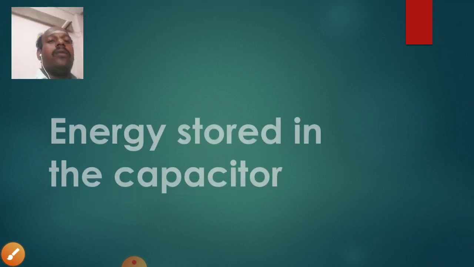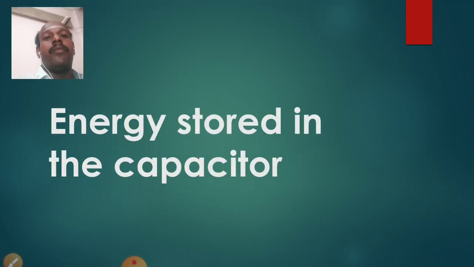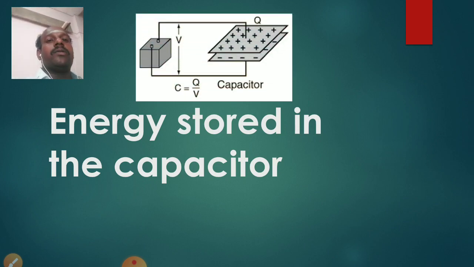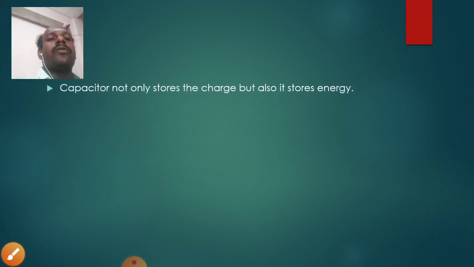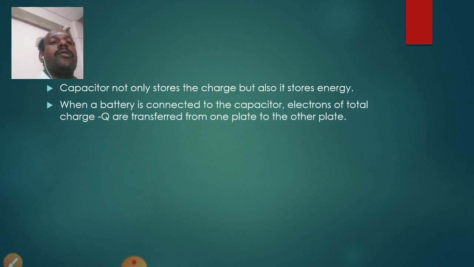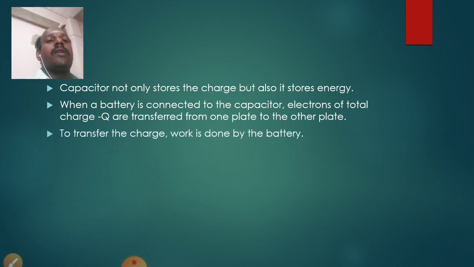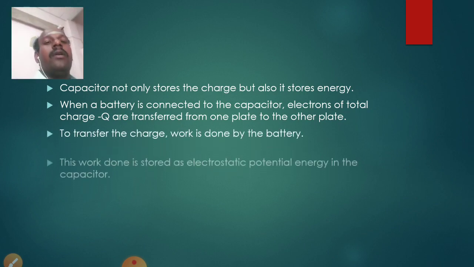Now look at the slide which we have prepared: energy stored in the capacitor. The diagram is very important. Look at the positive terminal and negative terminal; this is nothing but the battery. The capacitor not only stores energy but also charge. Now the battery is connected to the capacitor. Electrons of total charge minus q are transferred from one plate to another plate. To transfer the charge, work has to be done. This work done will be stored in the form of potential energy.